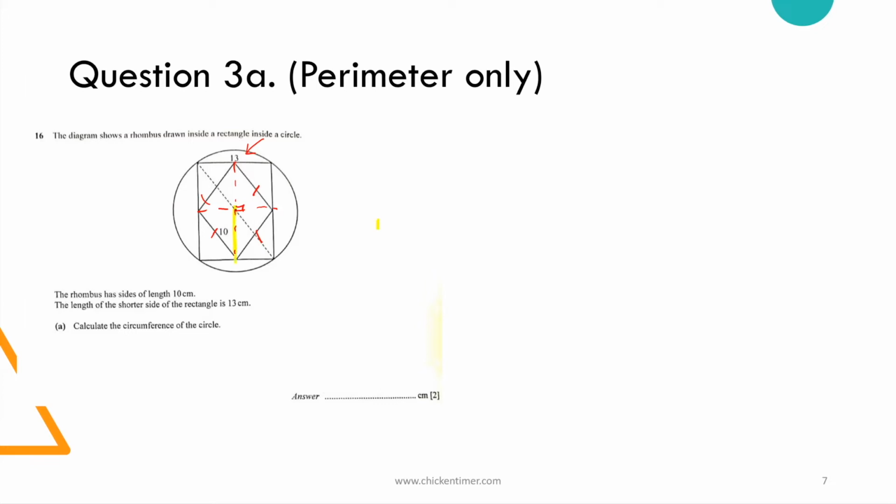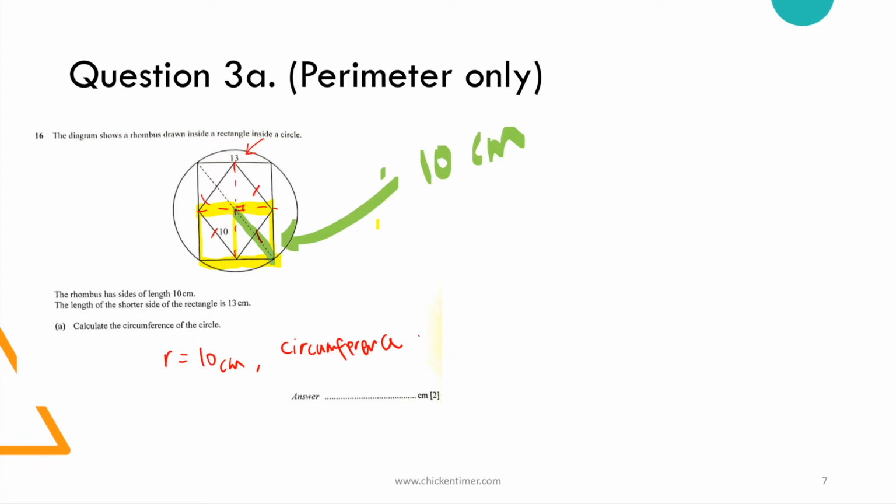We will also realize that this and this are identical. So the radius of the circle is here, which is also 10. Because the radius is 10 centimeters, the circumference will be 2 pi r, which is 2 pi times 10, which is 20 pi, or 62.8.